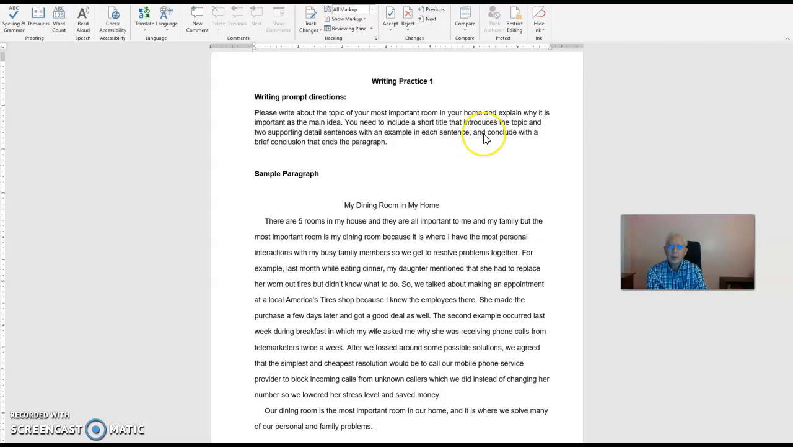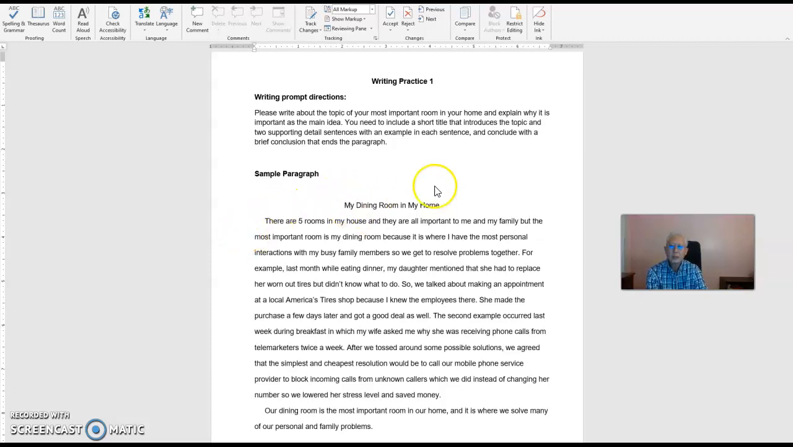So, following those two supporting detailed sentences, you would use a conclusion. A brief conclusion is best, and that way the paragraph is finished and it's complete. So I want to go over this sample paragraph briefly so that you know what the main idea, the topic, the two supporting sentences and the conclusion are, and of course the title as well.